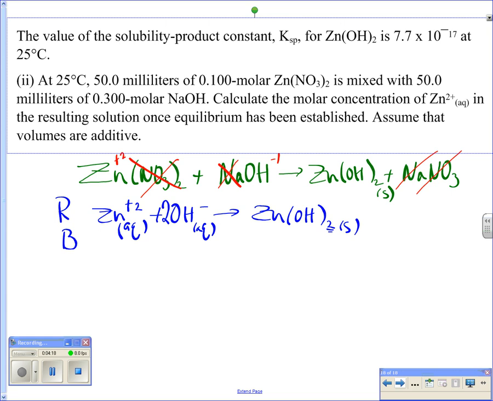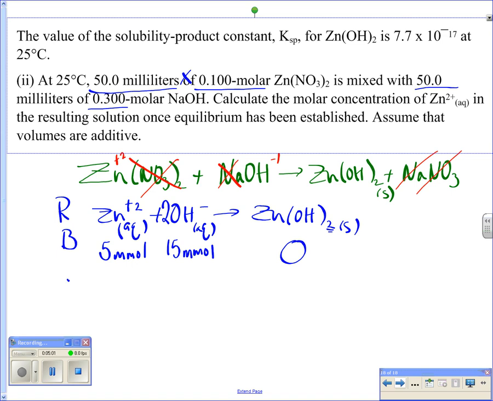Now we're going to do a BCA table. So before I start, how many moles do I have? Well, it shows me that I have 50 milliliters of 0.1 molar zinc nitrate, and that's going to be my zincs. If I multiply my 50 milliliters times my 0.1, I find that before I start, I have 5 millimoles of zinc. I'm going to do the same thing for my NaOH. I have 50 milliliters of 0.3, so 50 times 0.3, I have 15 millimoles of OH. And to start with, I don't have any of the solid, and honestly, I don't really care about it because it's not going to be part of the equilibrium.